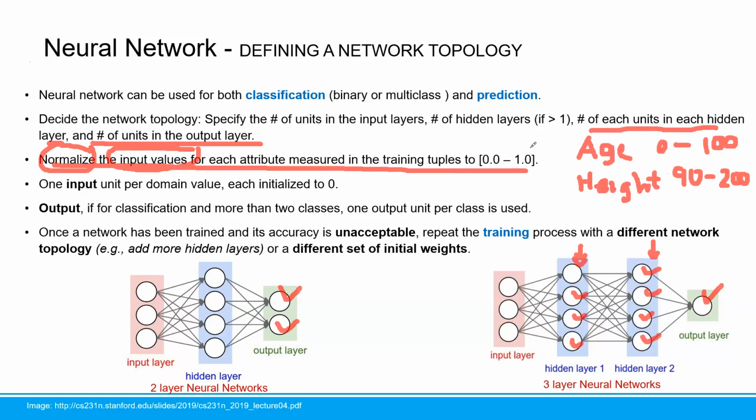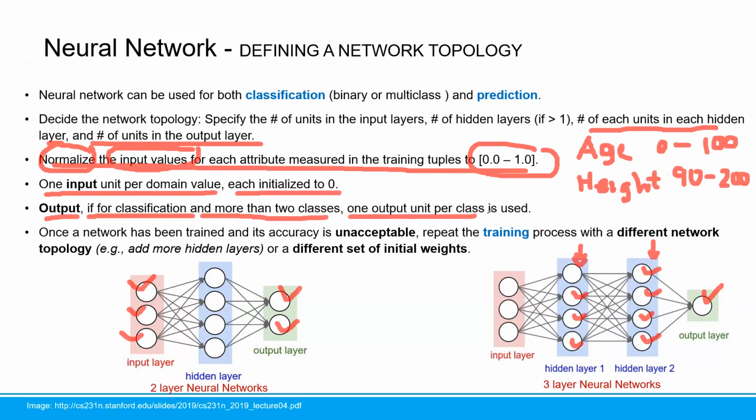And we already learned the min-max normalization. And we can have 1 input unit per domain value. Okay, 1 input unit per domain value. The initial value will be 0. For the output, if it is for classification and it has more than 2 classes, 1 output unit per class is used.